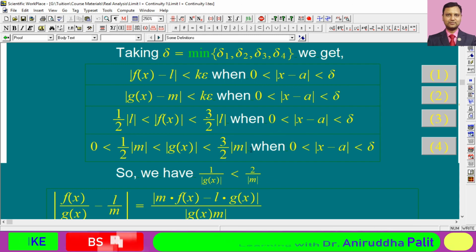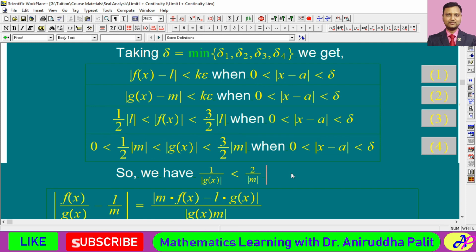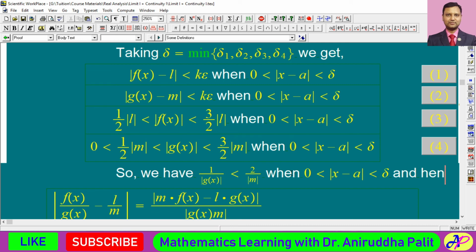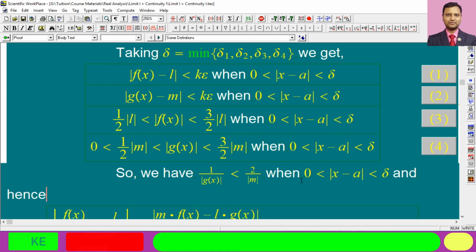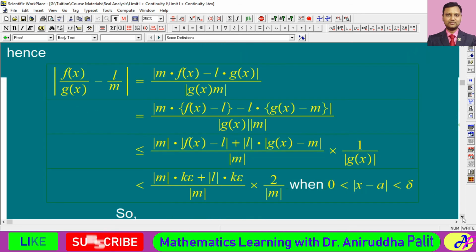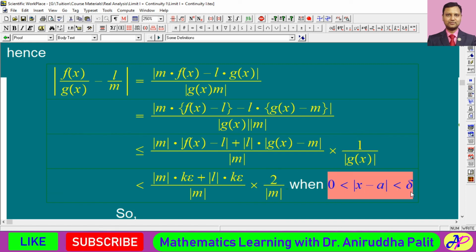When 0 is less than modulus of x minus a less than delta. And hence we can say that 1 by modulus of g(x) is less than 2 by modulus of M, and so we can say that 1 by modulus of g(x) is less than 2 by modulus of M when 0 is less than modulus of x minus a less than delta.